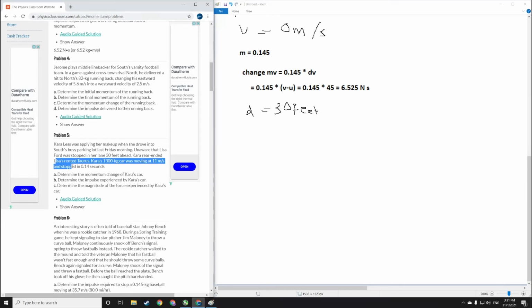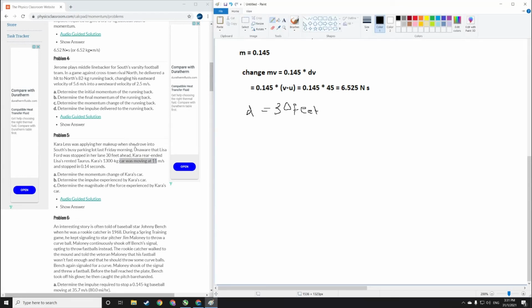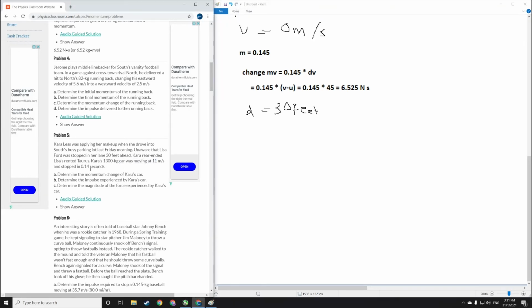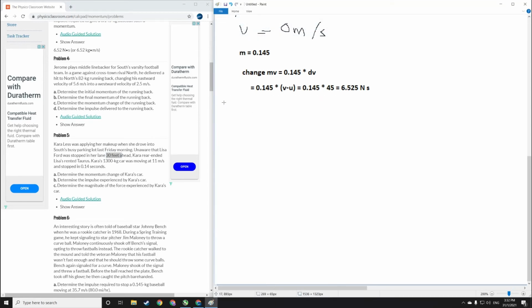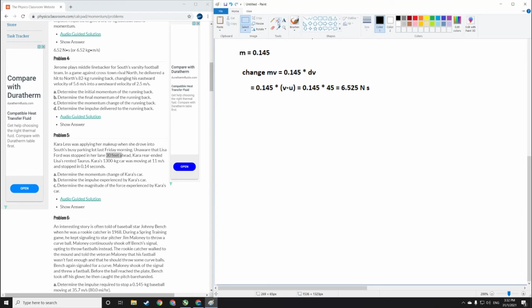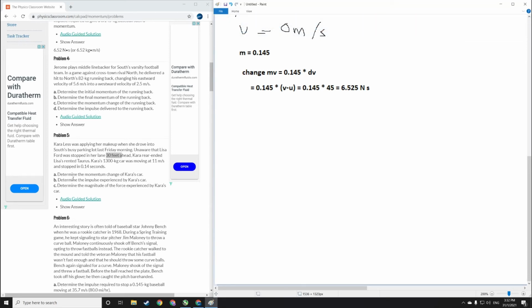She rear-ended Lisa's rented Taurus, and her 1,300 kilogram car was moving at 11 meters per second and stopped in 0.14 seconds. Okay, so it seems by this question that we might actually not need the distance, because we already know the change in velocity and we know the time. So I'm just going to remove this 30 feet because it's just going to be more confusing with these terrible units. So let's determine the change in momentum, okay?